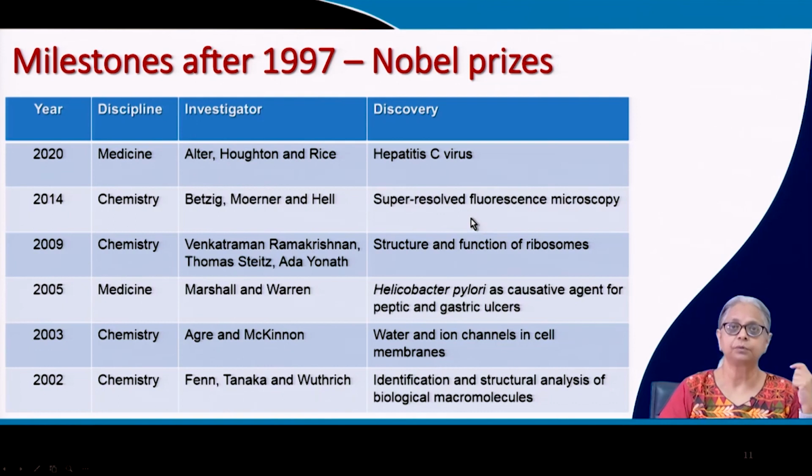In 2014, chemistry, Betzig, Moerner, and Hell came up with a new method, super-resolved fluorescence microscopy. Fluorescence microscopy has come into its own in the last 20 to 50 years, maybe more. It is a type of optical microscopy, and optical microscopy has a limit: you can magnify only 1000 times. But with super-resolved fluorescence microscopy, they've been able to go down to the nanometer level, which means 100,000 times or even more magnification.